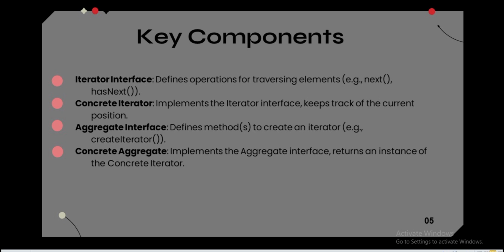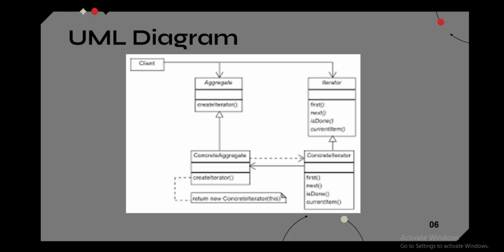The aggregate interface is designed to ensure that a collection can produce an iterator. And the last one is the concrete aggregate. It is the actual collection class that implements the aggregate interface. It implements the createIterator method to return an instance of the concrete iterator, which will be used to traverse its elements. This is the UML diagram for the iterator pattern.